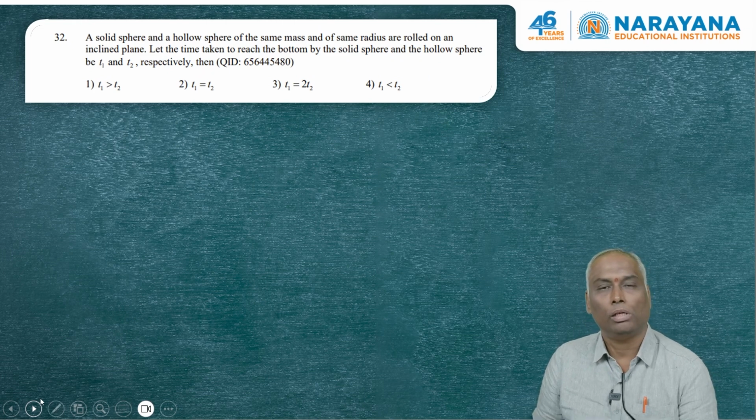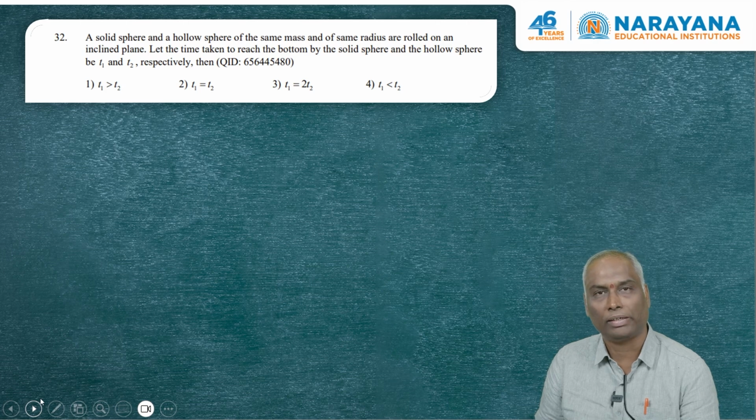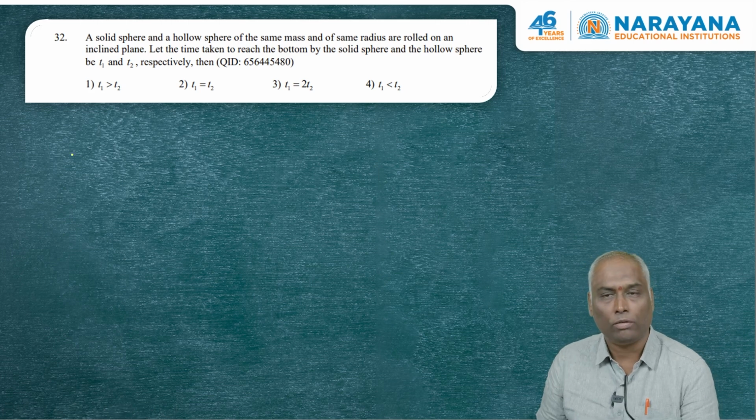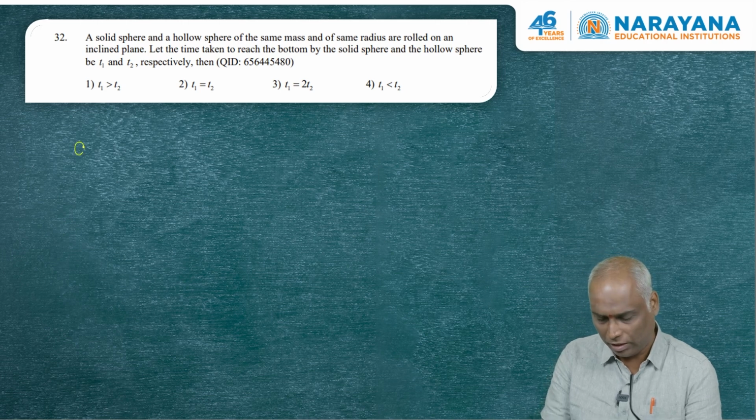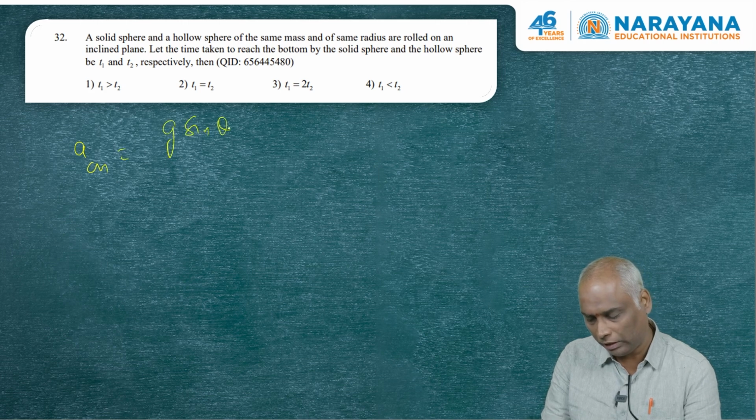Question number 32. A solid sphere and a hollow sphere of same mass and same radius are rolled on an inclined plane. Let the time taken to reach the bottom by the solid sphere and hollow sphere be T1 and T2 respectively. Then they are asking the relation between T1 and T2. So we know very well that whenever a body is rolling down an inclined plane without slipping, the acceleration of the center of mass is going to be constant. The acceleration of the center of mass of a body rolling down an inclined plane will be given by g sine theta whole divided by 1 plus kcm square divided by r square.